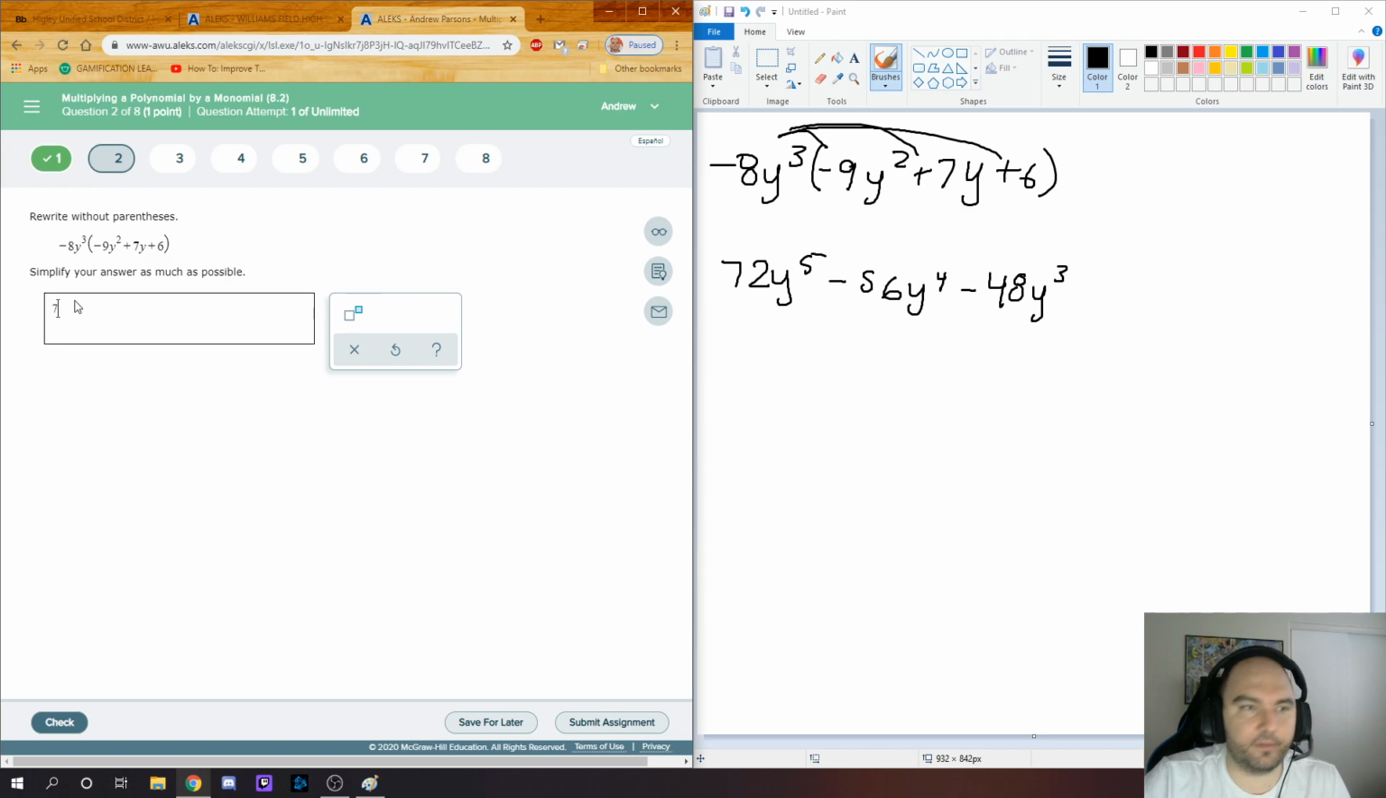So there's that one: 72y to the fifth minus 56y to the fourth minus 48y to the third.